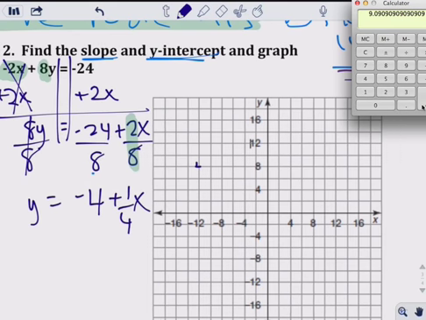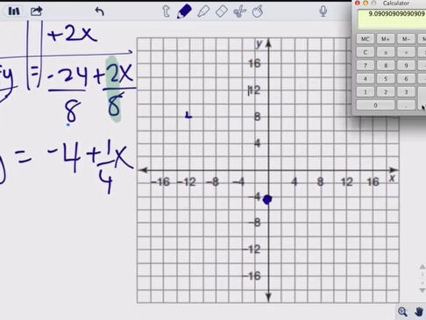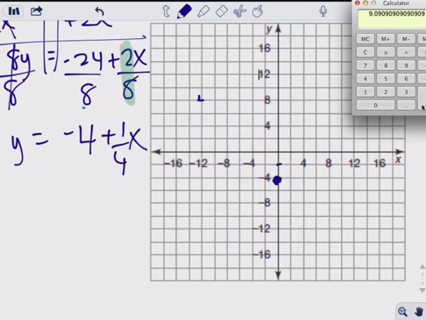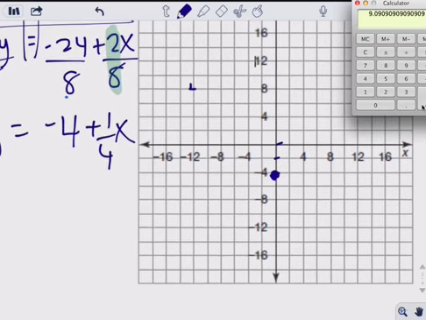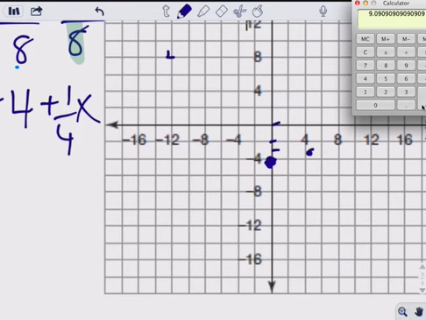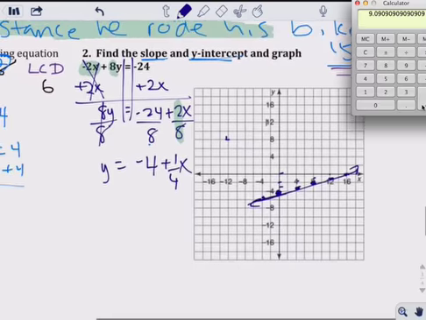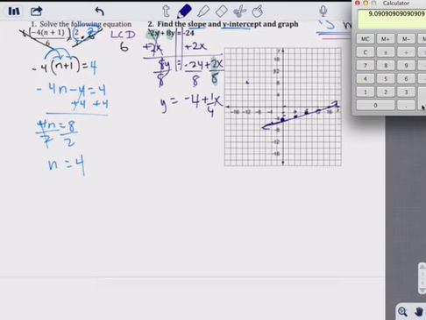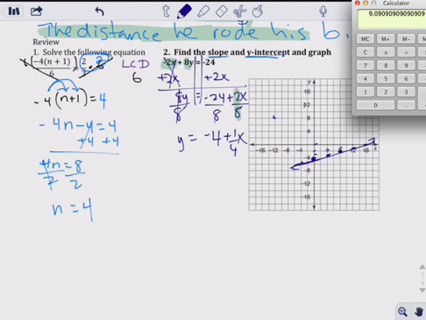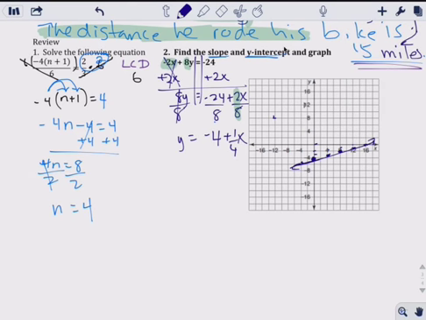So you got a negative 4 here, and you go up 1 over 4. You can't go up 1 over 4 by each one because it's counting by 2's. Up 1 over 4 is about right here, up 1 over 4 here, up 1 over 4 here. That's how this is tricky. Down 1 over 4 this way. Okay, that's how you graph that. That's a tricky graph, not counting by each one. We are done.